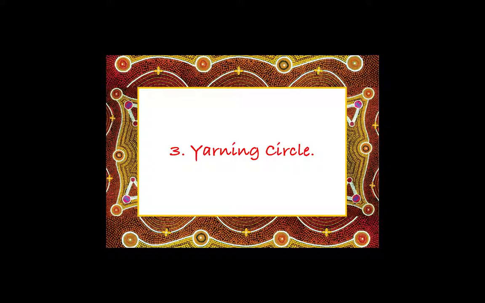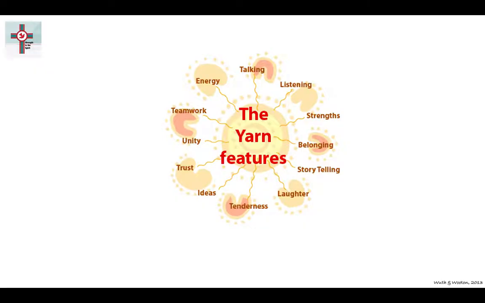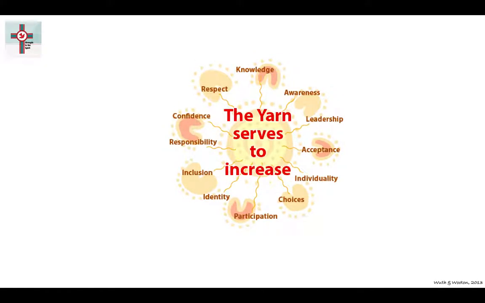The Queensland Curriculum and Assessment Authority describe yarning circles as a harmonious, creative and collaborative way of communicating to enrich learning experiences for students and build respectful relationships. Ruth and Wooten list some of the features of yarning, including storytelling, ideas, talking and listening. They state that some of the benefits include participation and inclusion.